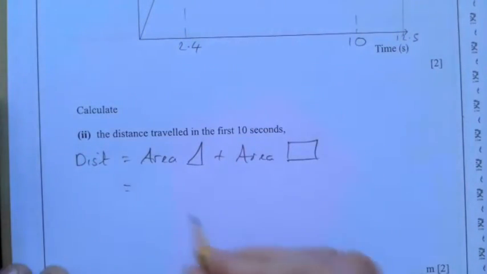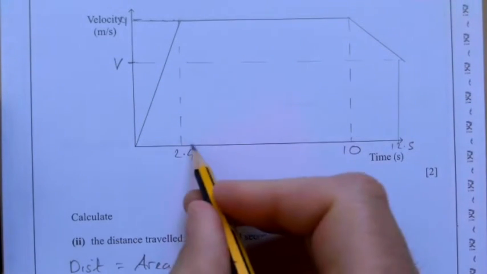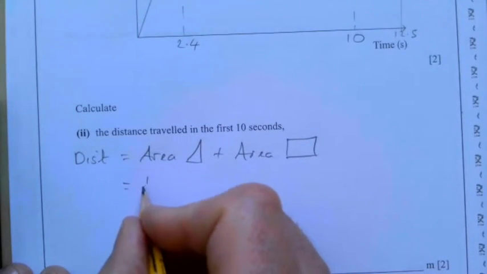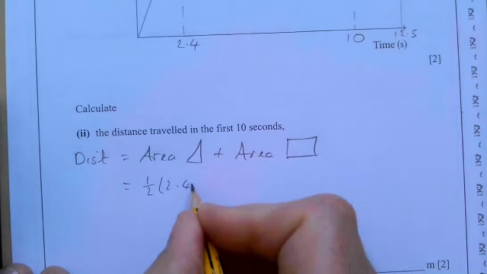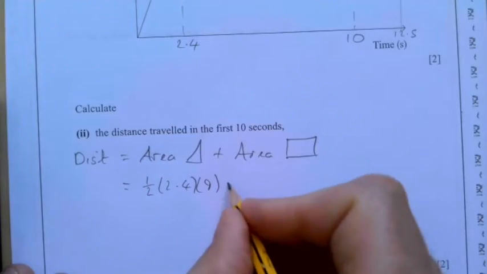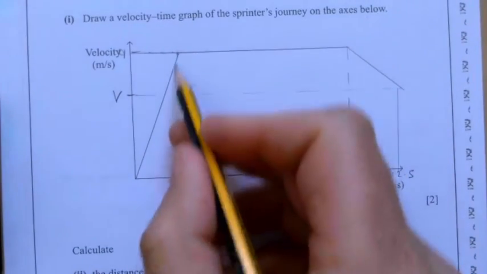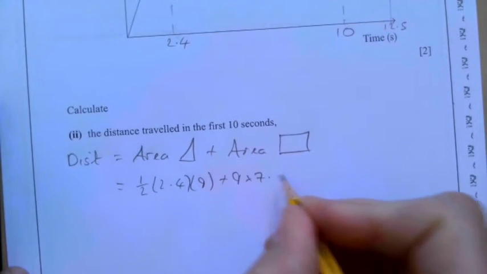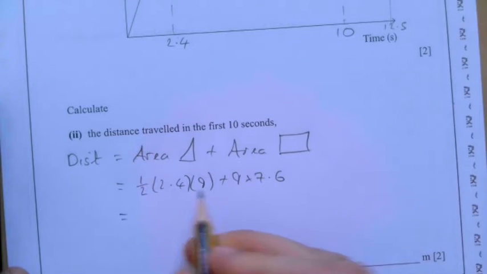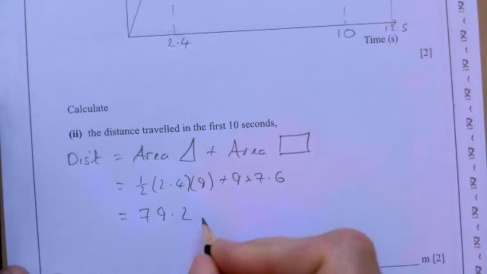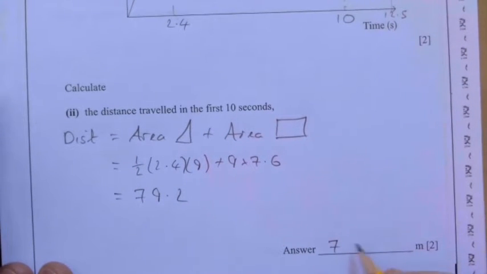So reasonably straightforward here. We are going to go 2.4 times 9 divided by 2, a half times 2.4 times 9. And then this here, so that's 9, and that is 7.6. Again, put those two things into your calculator, and you get an area then of 79.2, and that's 79.2 meters. So we have that.